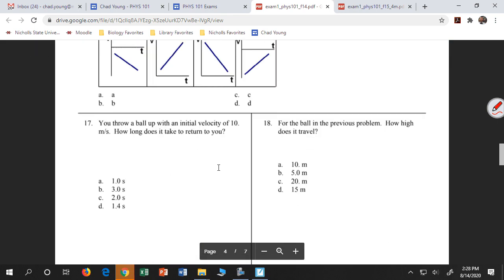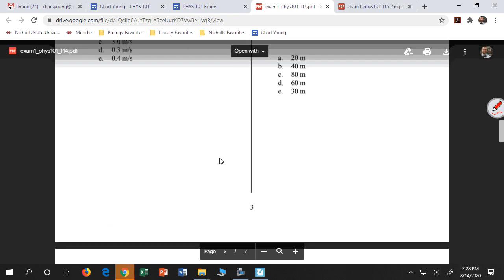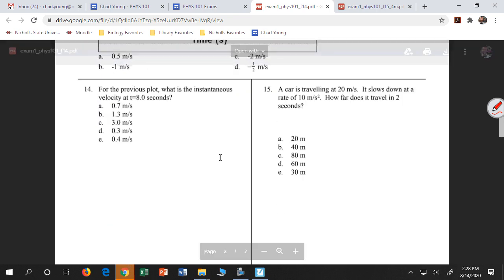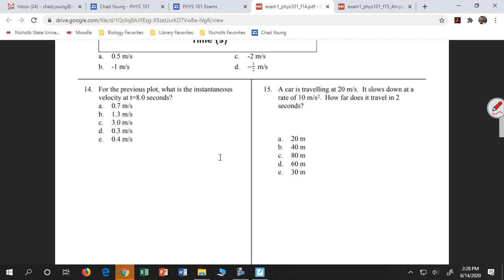You want to see a preview of what we're going to do? Okay, you're going to have some kinematics questions. Many of them will be fairly simple, actually. I want you to be able to think about motion. I want you to know how to solve those kinematics equations and just be able to manipulate them algebraically.